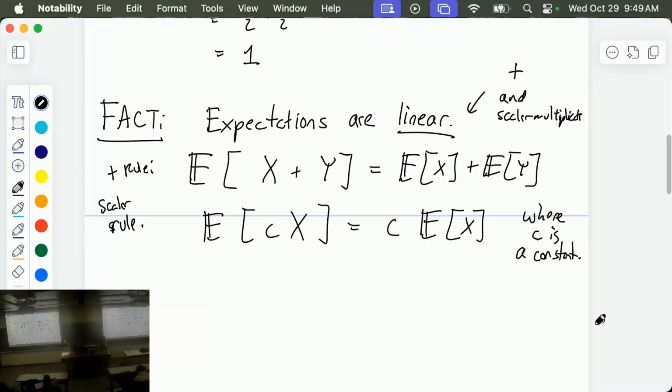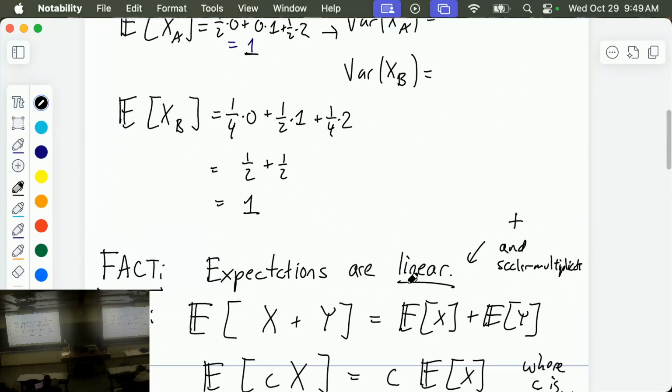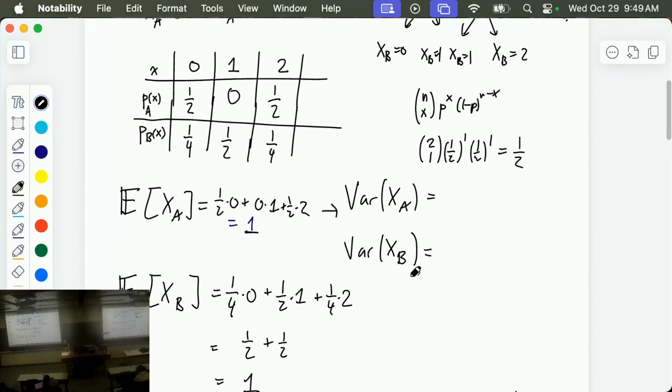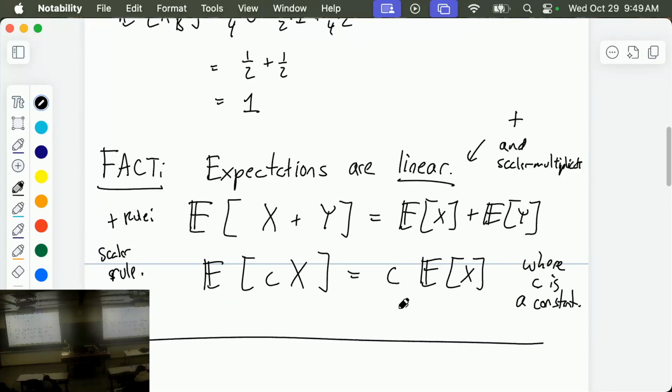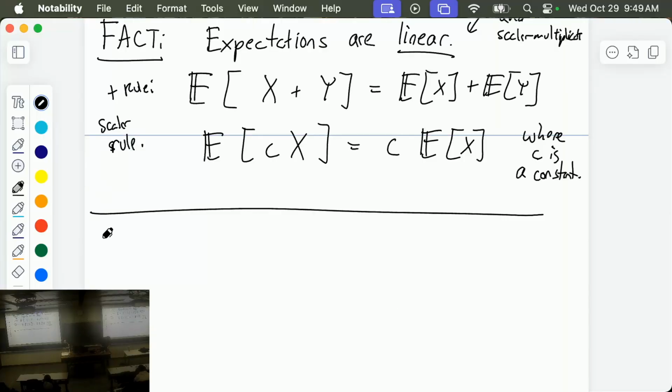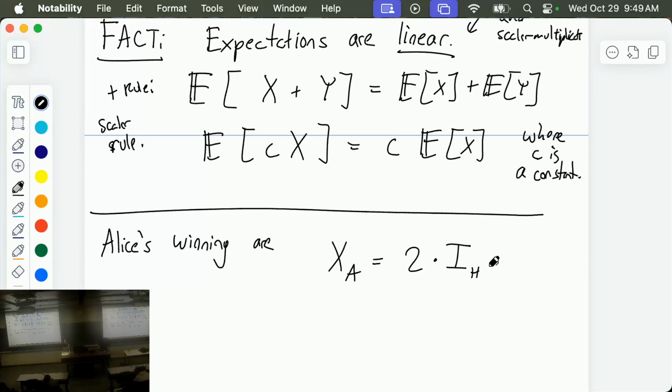Well, yes, it does. In addition to calculating it the way we did, which is slogging through the whole table, a good skill to have and sometimes the only way to do it, we could have done it a sneaky way. Alice's winnings XA are 2 times what I call an indicator random variable for heads, where the indicator is either 1 if it's heads or 0 if it's tails.